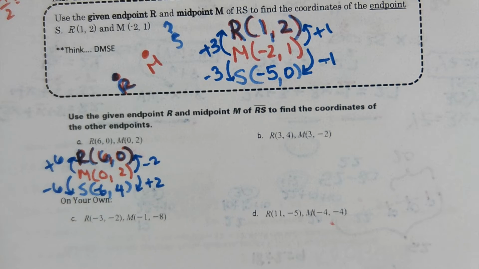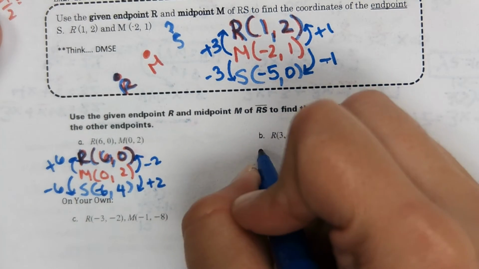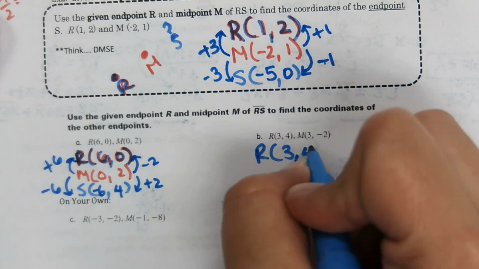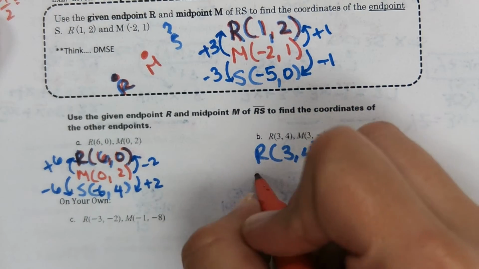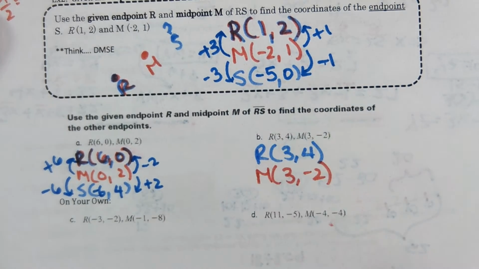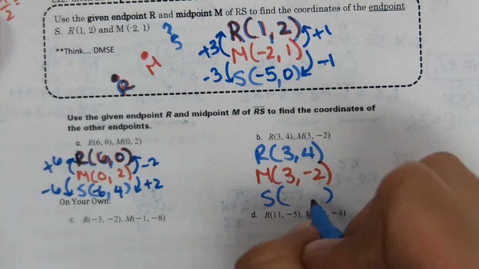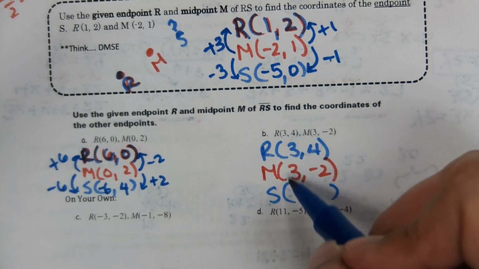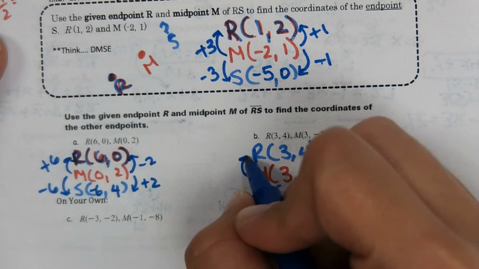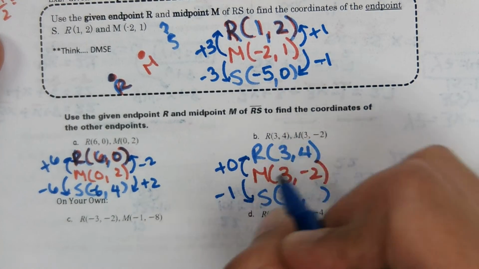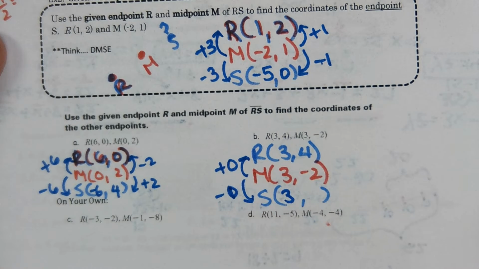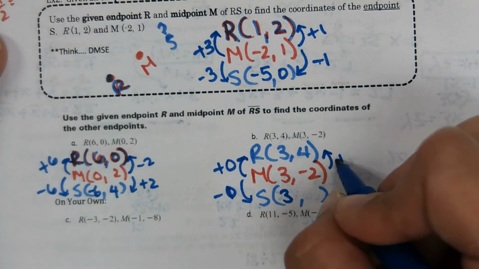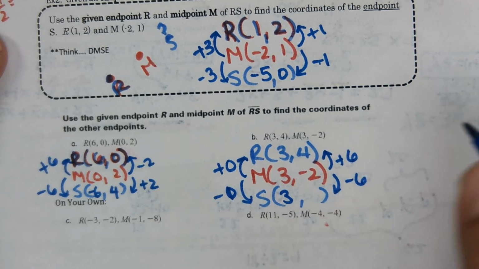Okay, repeating this with B. R is at (3, 4). Midpoint is at (3, -2). And S, we're trying to figure out. For 3 to be the middle, this would have to be 3. Essentially, if you think of it as +0, -0, it would be 3. And then from -2 to 4, that would be +6, so we go down 6 this way to get -8.